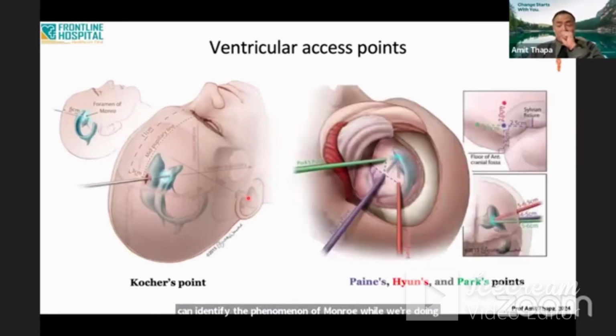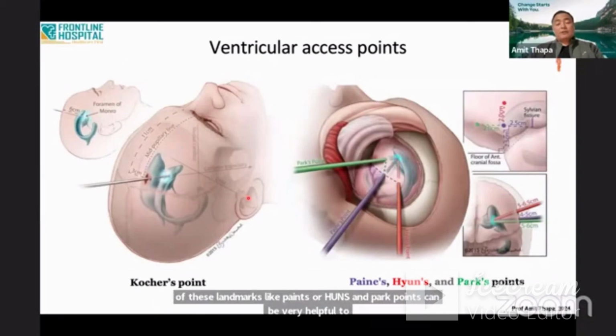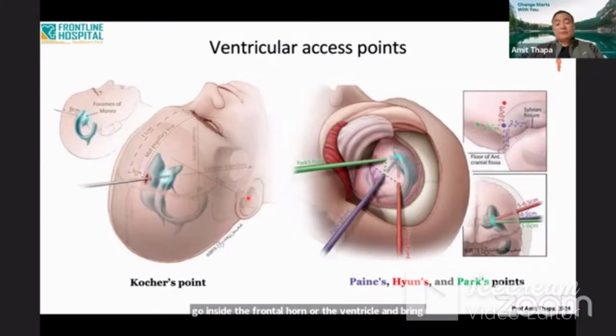Now, during intraoperative exploration, when the brain is very tense because of the dilated ventricle, some of these landmarks like Paine's or Keen's and Park's points can be very helpful to go inside the frontal horn of the ventricle and drain the CSF to relax the brain. So Paine's point is localized at a 2.5 centimeter height from the floor of the anterior cranial fossa and 2.5 centimeter behind. And this is the shortest trajectory, which is marked at 90 degrees to the cortical surface, hitting the ventricle at a depth of around 4 to 5 centimeter.